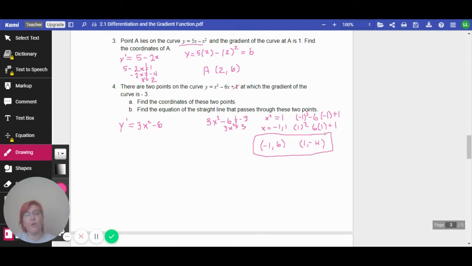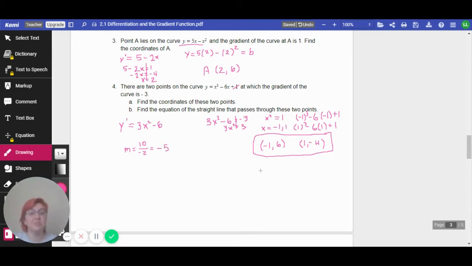Let's go ahead and find the equation of the straight line passing through these 2 points. So to do that, I need to find the gradient for the straight line. And that's going to be the change in y over the change in x. So 6 minus negative 4 is 10. And negative 1 minus 1 is negative 2. And that lets me know that I have a slope or gradient of negative 5.